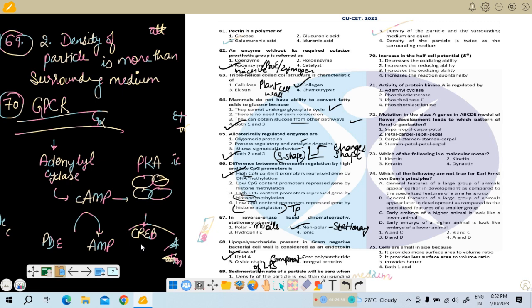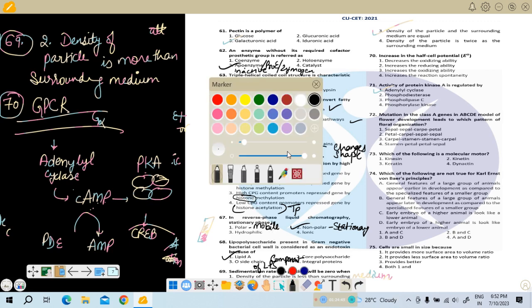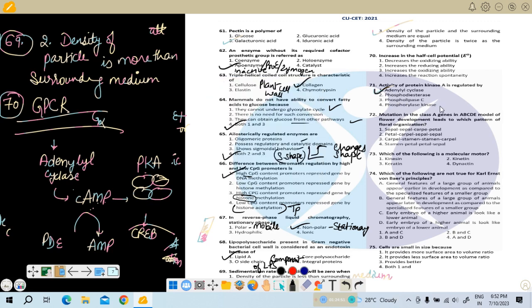Now here they are asking about activity of protein kinase A is regulated by, if we see we have cAMP, right, but in option cAMP is not there, so adenylyl cyclase. And this phosphorylase kinase, this is responsible for glycogen breakdown.